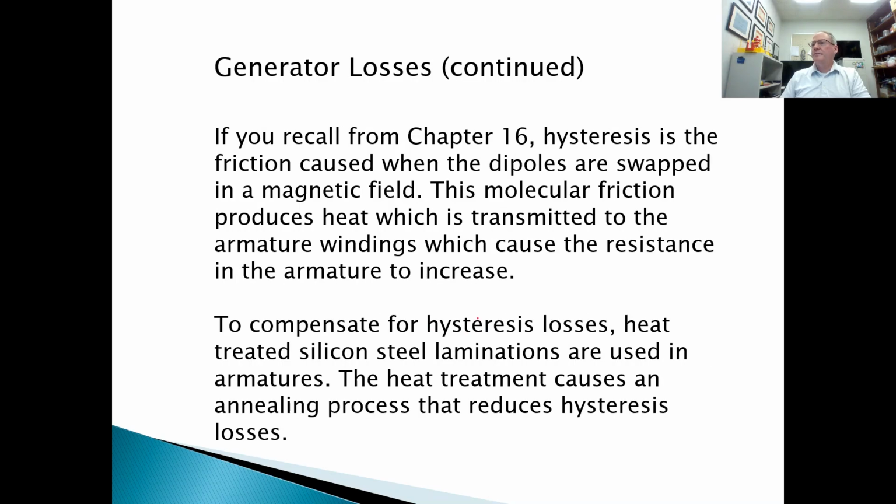Now, in chapter 16, we talked about hysteresis, which is the friction caused when the dipoles are moving back and forth, right? Their north and south are switching. So that's going to create friction, and that can cause power to be dissipated in the form of heat as well. And to compensate for that, silicon steel laminations are used in the armatures, and the heat treatment causes an annealing process that reduces the hysteresis losses.